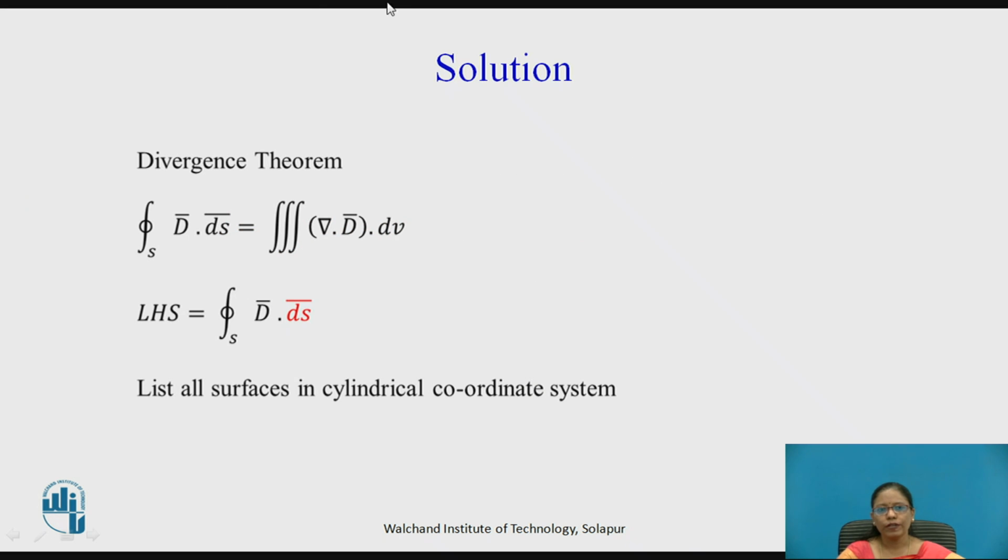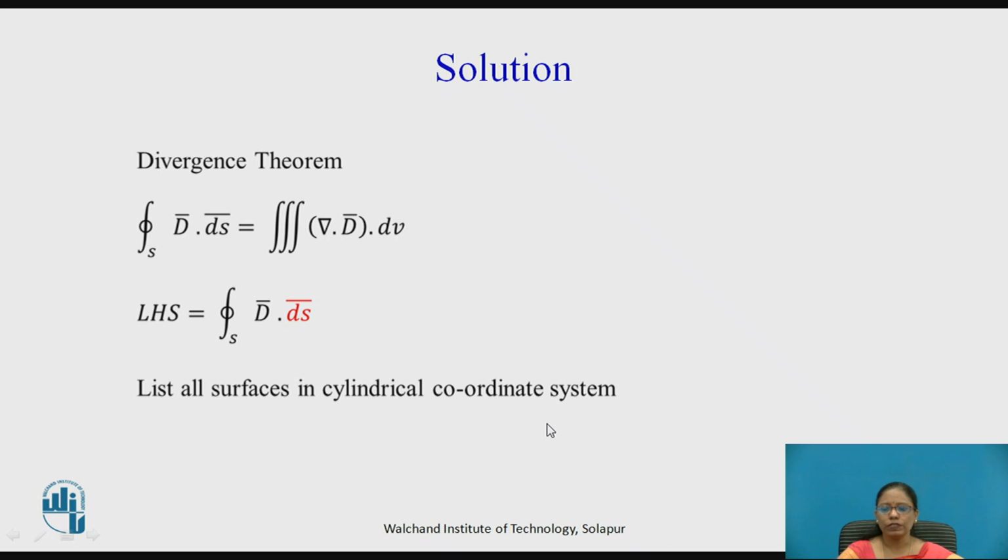When I am trying to find the solution, first of all, I must know what the divergence theorem is. The divergence theorem relates the surface integral with the volume integral: the closed surface integral of D bar dot dS bar is equal to the volume integral of del dot D bar dv. If I take the LHS part, it is the closed integral of D bar dot dS bar, and as it is dS bar, I should list out all the surfaces. As it is a closed integral, I should consider all 6 surfaces.